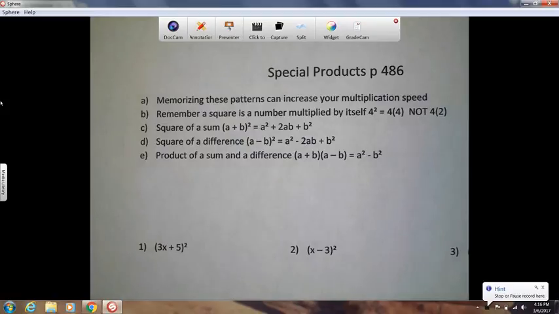Try to memorize this stuff, because when we are factoring, then we're going to go back to some of these things, and it'll be important to do that. So we have the three different types of special products.